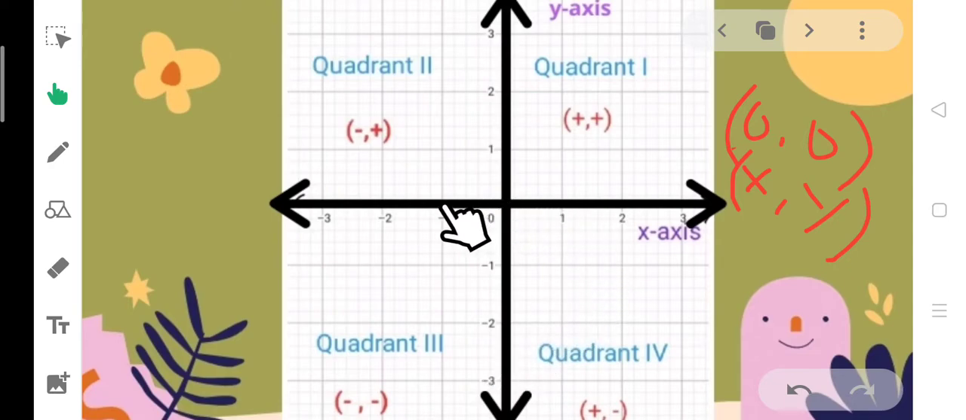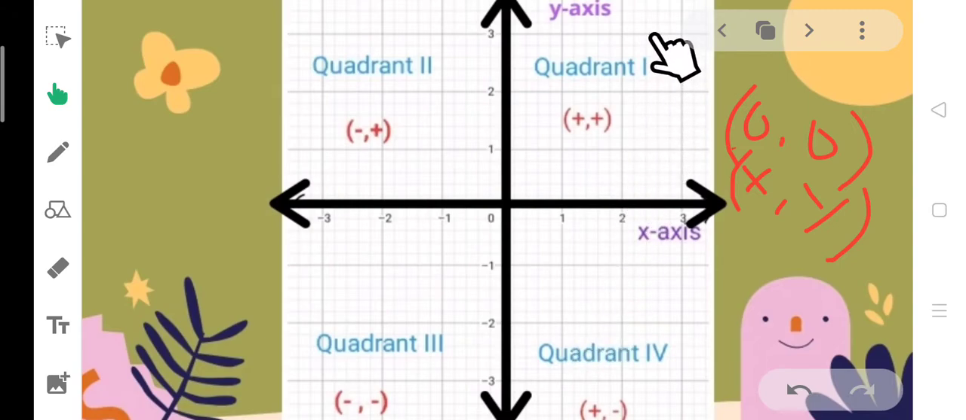Okay. And the x and y axis divide the plane into four quadrants that are arranged in counterclockwise direction. So this region here is what we call quadrant 1 or the first quadrant. And this one is the second quadrant or quadrant 2. This is quadrant 3 and quadrant 4.